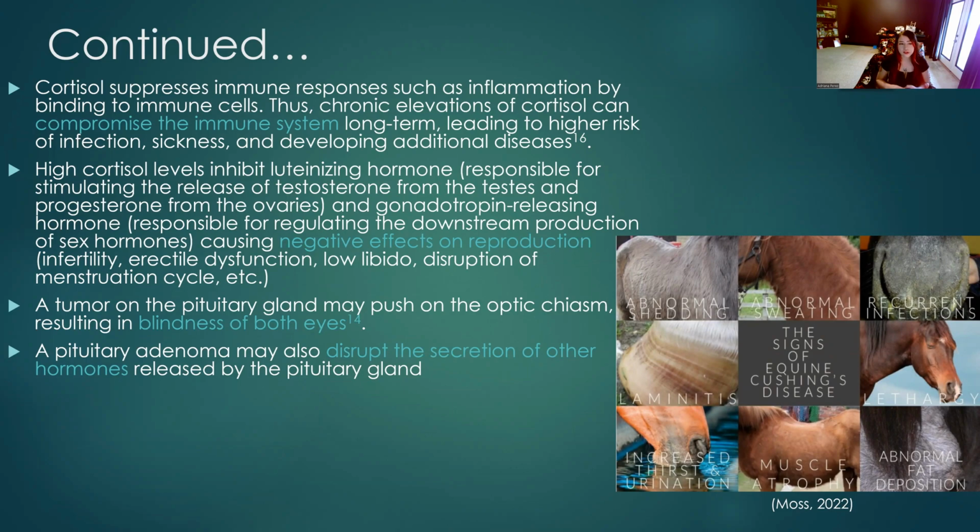High cortisol levels also inhibit luteinizing hormone, which is responsible for the release of testosterone from the testes and progesterone from the ovaries, and gonadotropin-releasing hormone, which is responsible for regulating the downstream production of sex hormones. All of this causes a negative effect on reproduction. A tumor on the pituitary gland may also push on the optic chiasm, which is the point where the two optic nerves meet in the brain, and this results in blindness of both eyes and also those headaches that I was talking about. A pituitary adenoma may also disrupt the secretion of other hormones released by the pituitary gland, which I listed in one of the first slides, but we're not going to get into it.